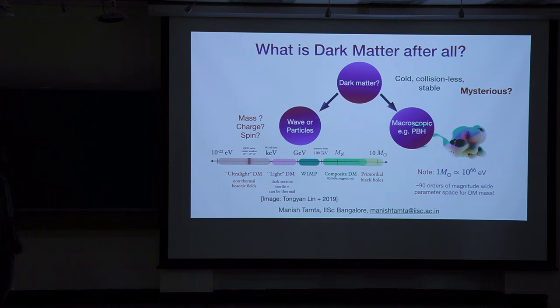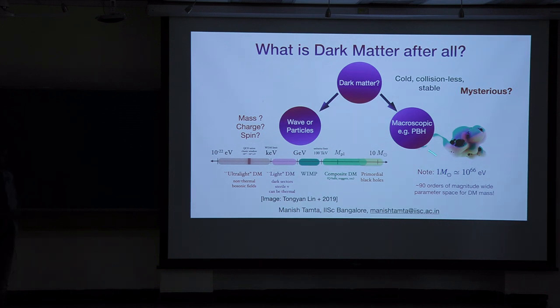Broadly speaking, we can categorize dark matter into two broad categories. It could behave like a wave or a particle, or it could even be a macroscopic object like a primordial black hole, which this talk is focused on. If it is a particle, we don't know its mass, charge or spin, whether it is a fermionic or a bosonic particle. If you ask me about the mass of the dark matter particle, that's where the situation is slightly embarrassing. There is a 90 orders of magnitude wide parameter space for dark matter mass. As you can see in this figure, it ranges from 10 to the power minus 22 electron volt, where dark matter behaves like a wave, up to ultra heavy dark matter like primordial black holes.